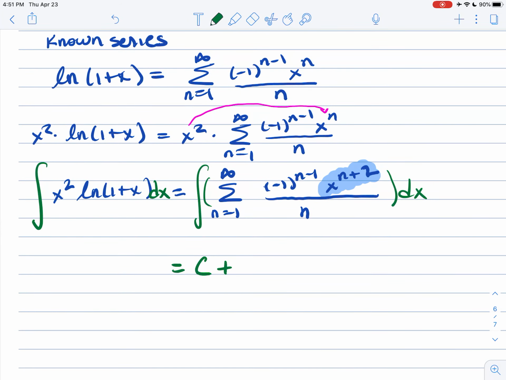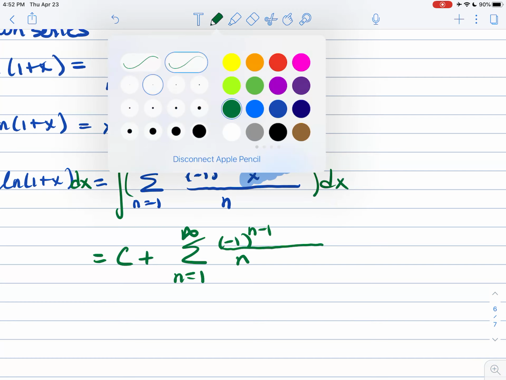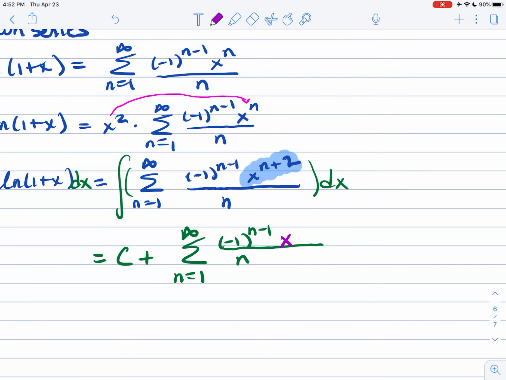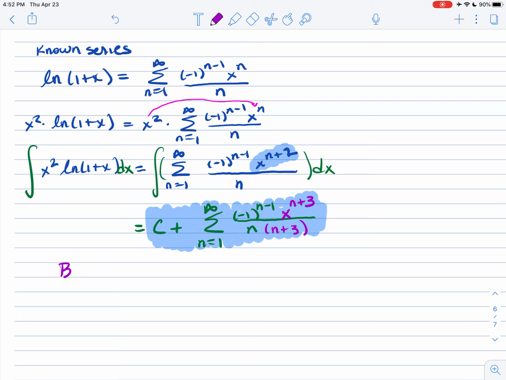And we get c plus, and we usually want to put the c before our summation sign so that we see it instead of at the end. And now our integral here is x to the n plus 2 plus 1, which is n plus 3. And then, of course, we divide by that exponent. And that is our integral as a power series.